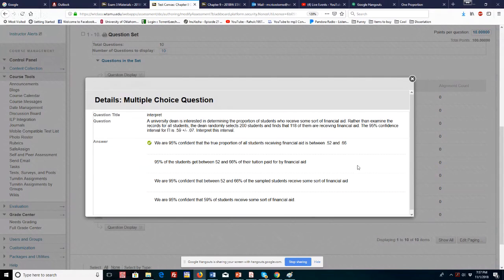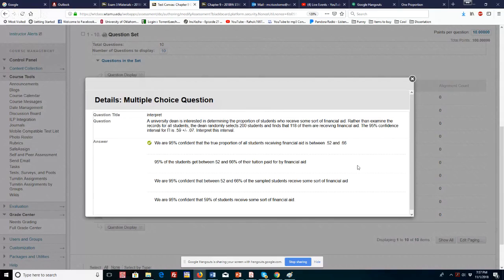The 95% confidence interval for this is 0.59 plus or minus 0.07. How do we interpret this interval? So we see the correct answer here. We are 95% confident that the true population proportion of all students receiving financial aid is between 0.52 and 0.66.